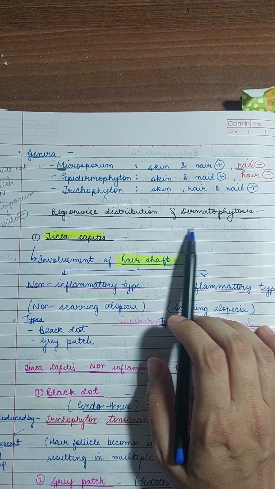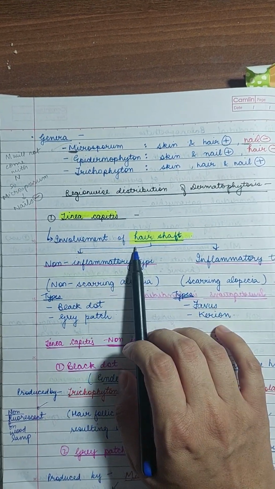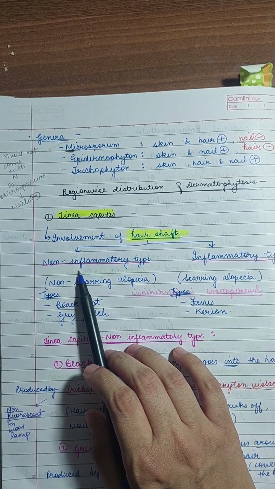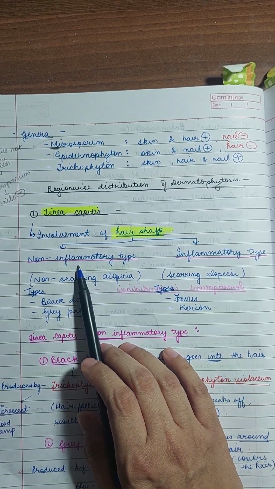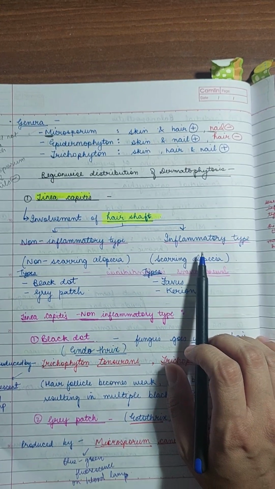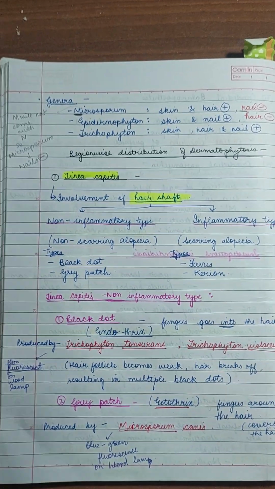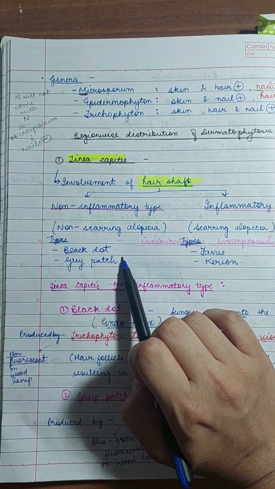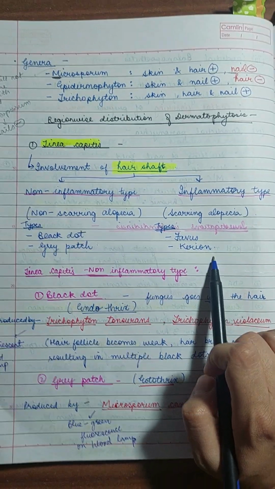Region-wise distribution of dermatophytosis. We have tinea capitis, involvement of hair shaft. Non-inflammatory type and inflammatory type are seen. Non-inflammatory type is the non-scarring alopecia causing tinea capitis and the inflammatory type is the scarring alopecia causing tinea capitis. In this one the types are black dot and the grey patch. In this one the types are Favus and Kerion.